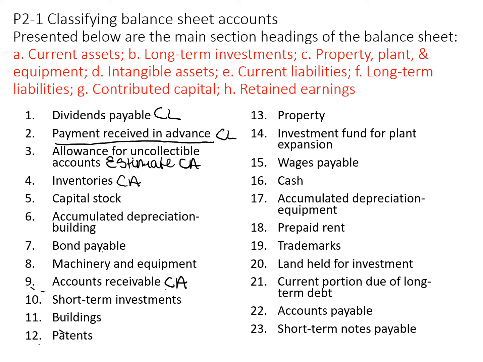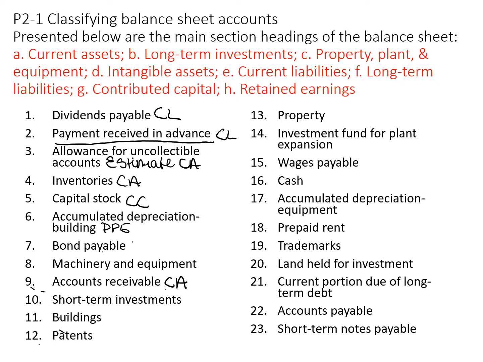Capital stock is contributed capital. It's a nice umbrella account for common stock, preferred stock. You can just call it capital stock. But because it's contributed capital, it's that evidence of external owners in your business. Accumulated depreciation building. Building is property, plant, and equipment. So its associated depreciation account is also property, plant, and equipment.